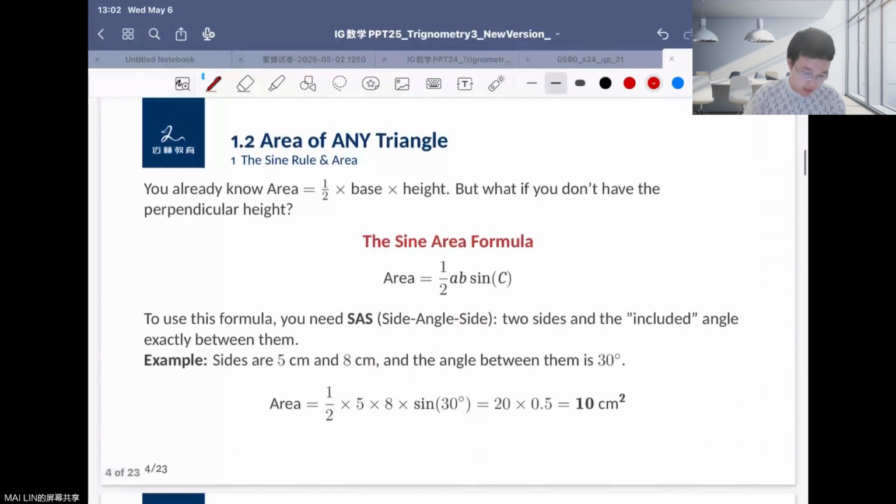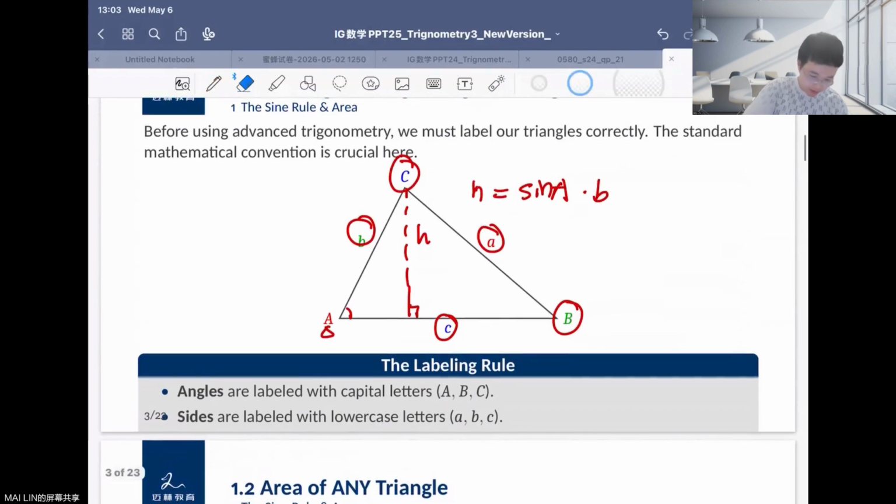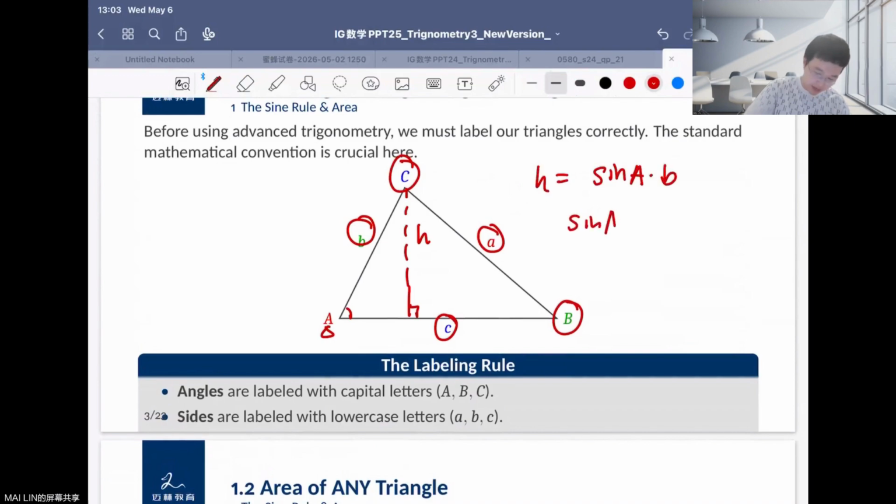Here is the formula that we need: the area equals a half times height times base. Here you can try another method to draw it. For example, the area can be represented as c times h times a half. But we can say h can also be represented as sine A times b, because we knew that sine A equals h over b.